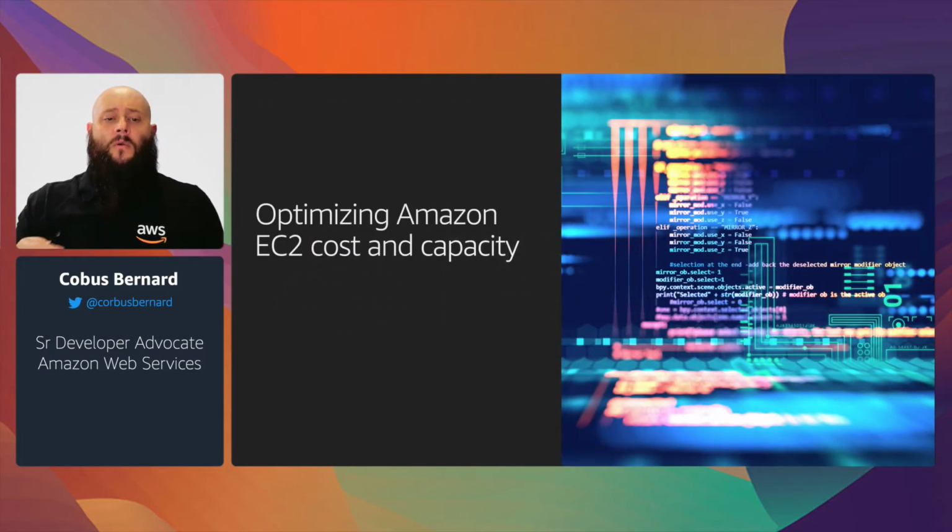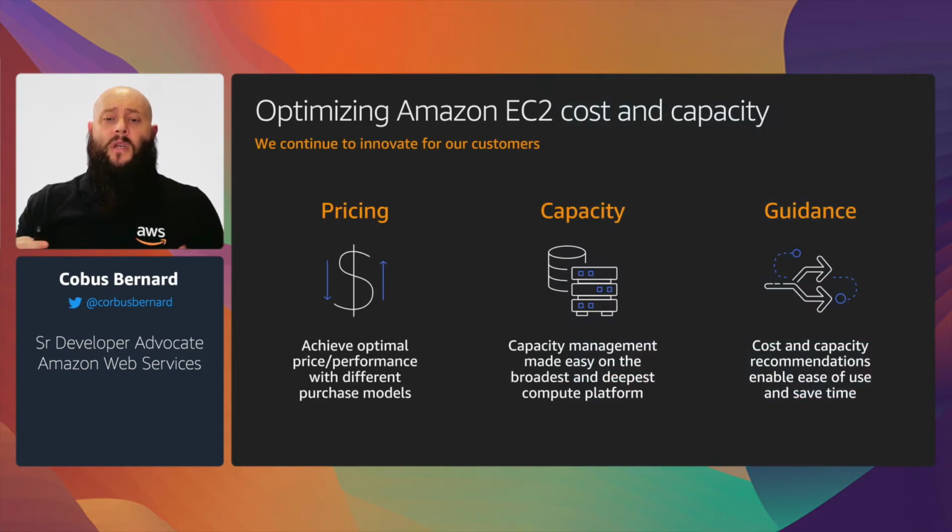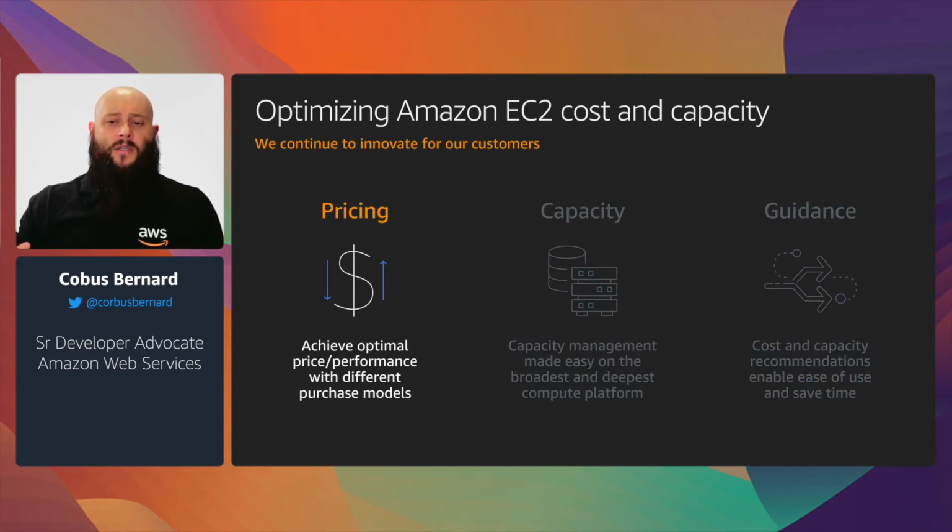So now let's start looking at how you can optimize EC2 cost and capacity. And there are 3 sections we'll be looking at today. Firstly, we're going to take a look at pricing, how you can optimize around pricing with different purchasing models. Then we're going to move over to capacity and how you can blend different capacity types based on the purchasing options that you took to ensure that you've got sufficient capacity for what you want to run. Then lastly, we're going to go over to the guidance section where we'll show you how to do cost and capacity recommendations based on all the different options you have available. So firstly, let's start off with the pricing section.